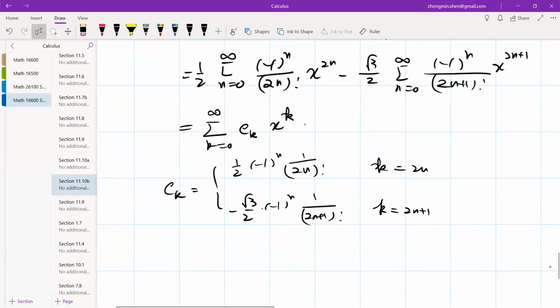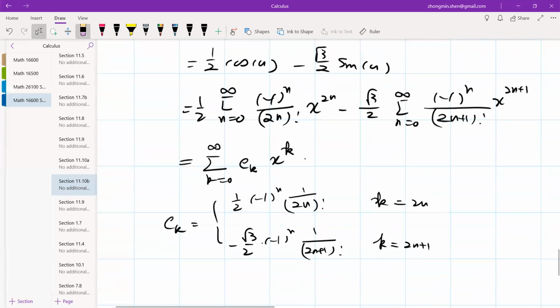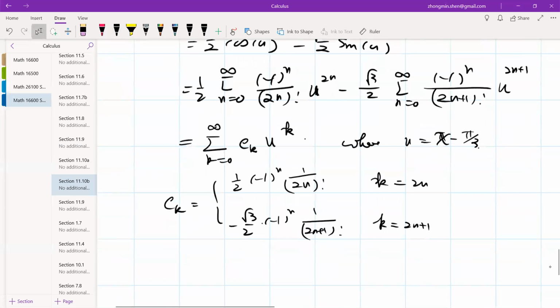Sorry, this is a u, not an x. This is x minus pi over 3, so it's u. The way you do it is to say that u equals x minus pi over 3. So you get a power series representation at pi over 3. Only the coefficients are a little bit complicated. It depends on whether k is even or odd.